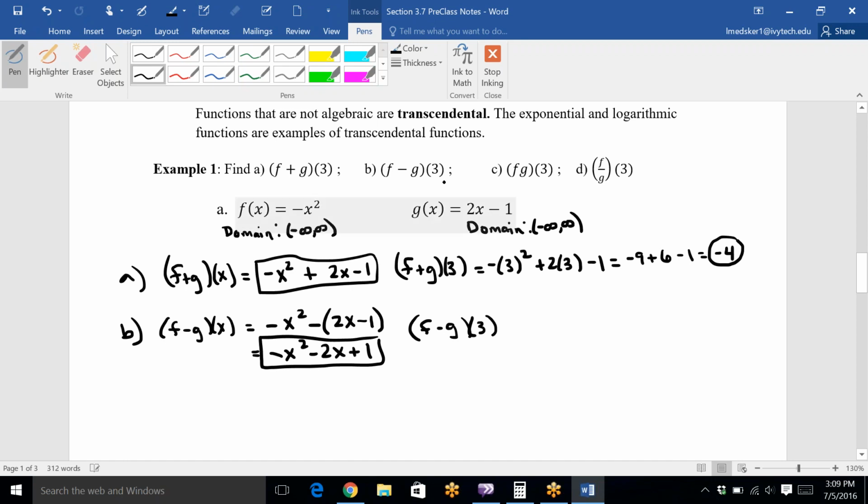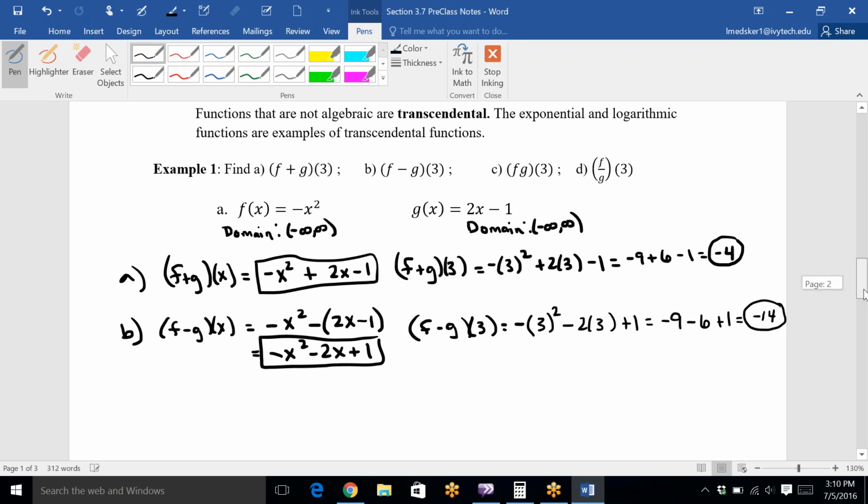So we plug in 3 like they asked us to. This would be negative, excuse me, not negative 3, 3 squared. I'm going to go ahead and erase this. It's already looking messy. So negative and then 3 squared, and then minus 2 times 3, and then plus 1. That would be 9, and that's a negative, so that would be negative 9 minus 6 plus 1. That's negative 15 plus 1, so that would be negative 14.